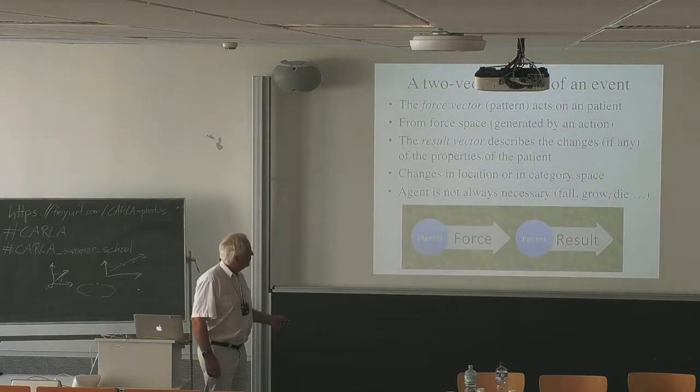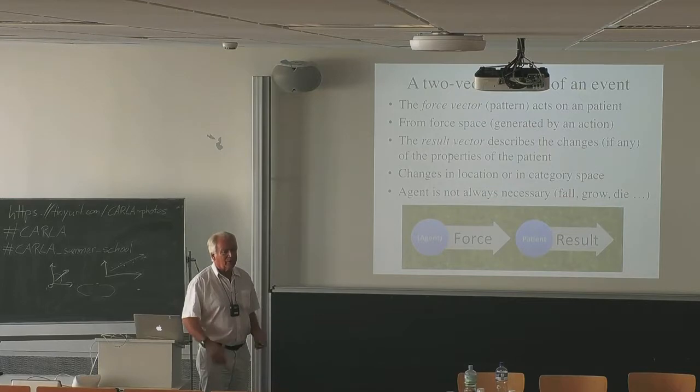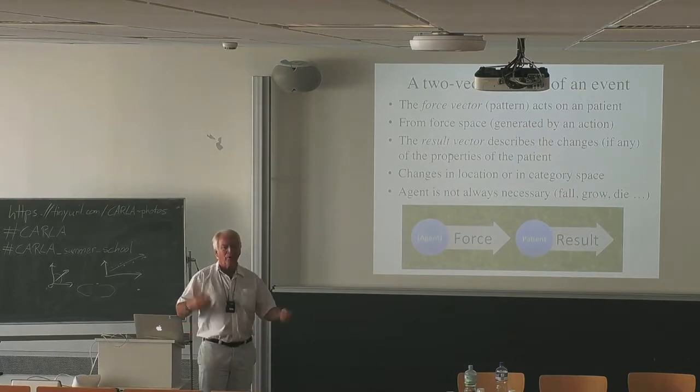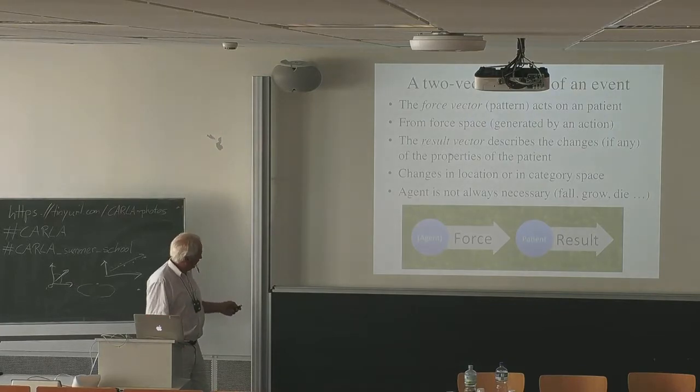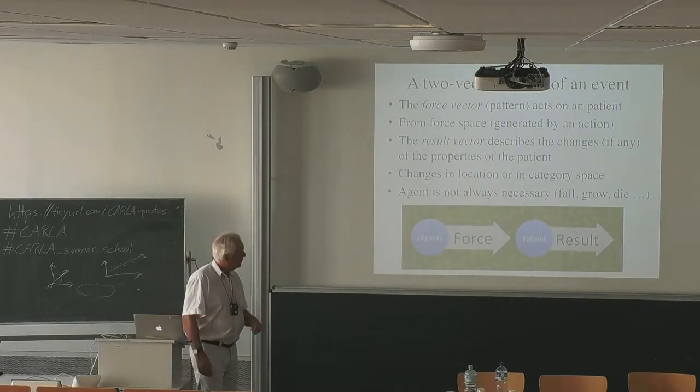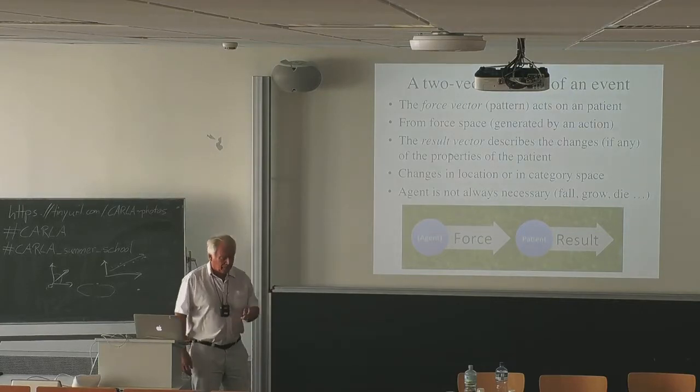And sometimes there are forces that don't need an agent. Sometimes when you're falling, gravitation gives the force, and when you're growing, the force comes from inside you, and dying, there is nothing. So we don't always need an agent. There is always a patient needed for an event, and there is always a force vector, and the result vector may be of different types. This is the model of an event.